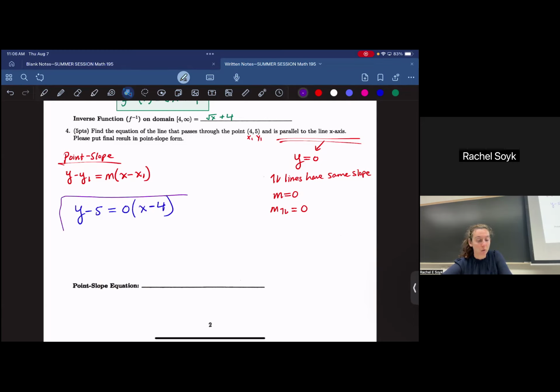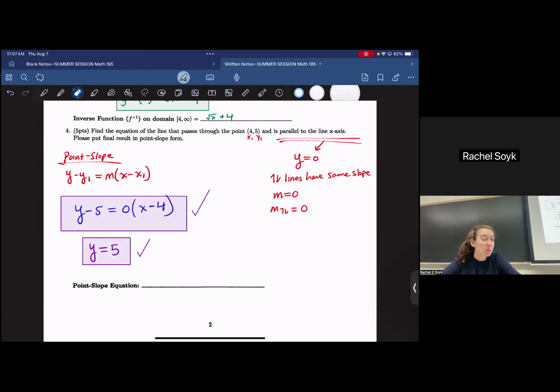If you put it in this form, I would have given you full credit, especially because I did say point slope, but this was a question where, again, a lot of cancelization takes place. So if you also put it into y equals 5, I would have given you credit for either one.